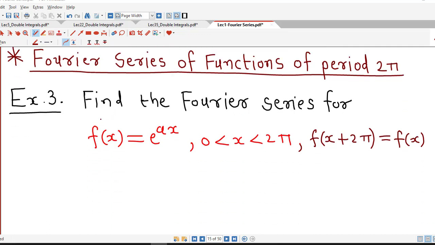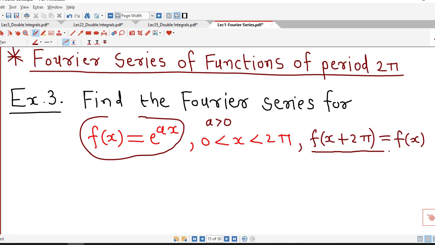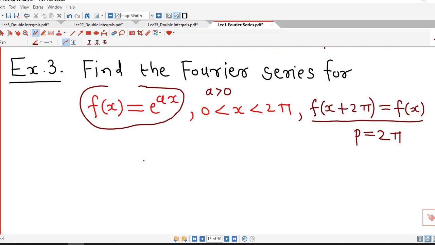Find the Fourier series of the function f(x) equal to e raised to ax, where a is a positive real number, over the interval 0 to 2 pi, and this equation says that f(x) is a periodic function of period 2 pi. So as usual, first we will find out the Fourier coefficients of f(x) by Euler's formula.